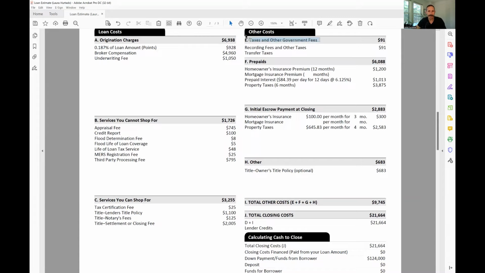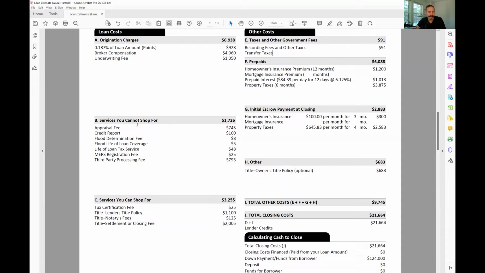Section E, taxes and government fees. That's also a zero tolerance. So for instance, if we don't disclose a transfer tax that's due by you that you have to pay as a buyer, if we don't disclose that to you, and at the end there's a transfer tax added, we have to pay that as the loan originator. It would come out of our compensation. It's called a broker cure or a lender cure.